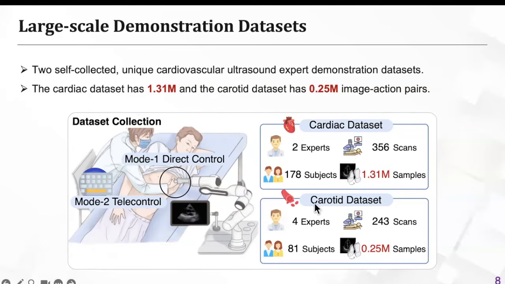For the carotid dataset, since we discretize the action, we use teleoperation. The probe has 6 degrees of freedom, and each has two directions, so we have 12 discrete actions, and we map each action to the keyboard. The sonographer can press the keyboard, and the robotic arm will execute the corresponding action. We record the action and also the ultrasound image.